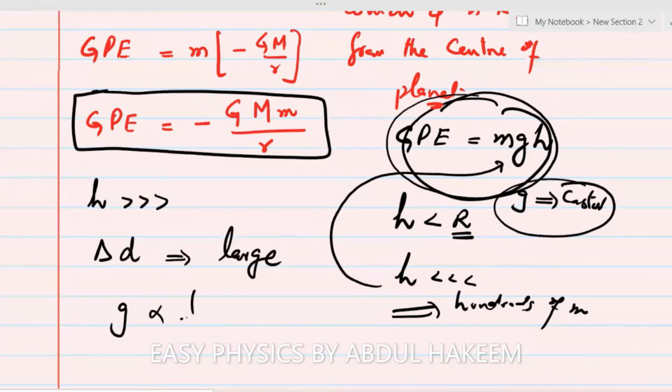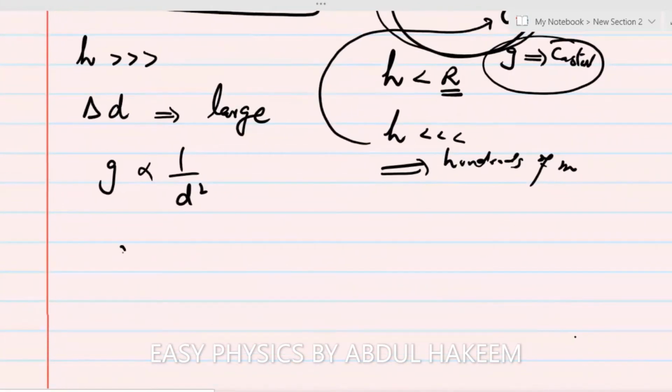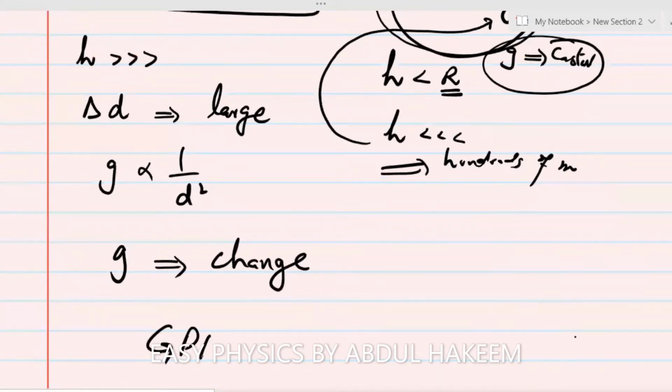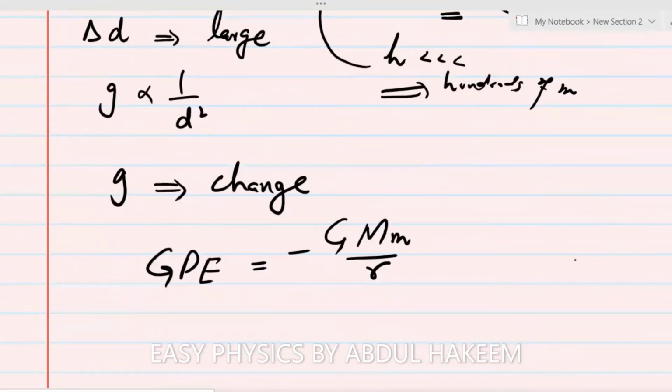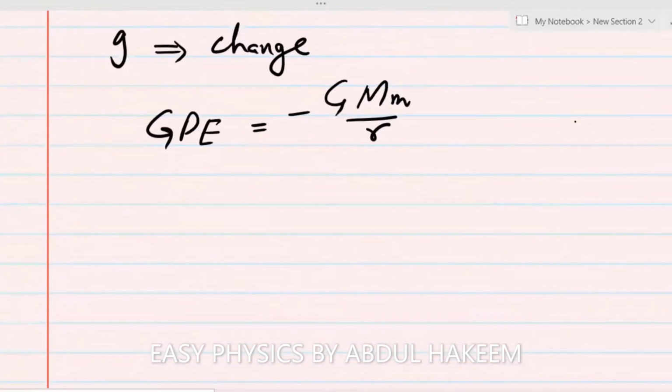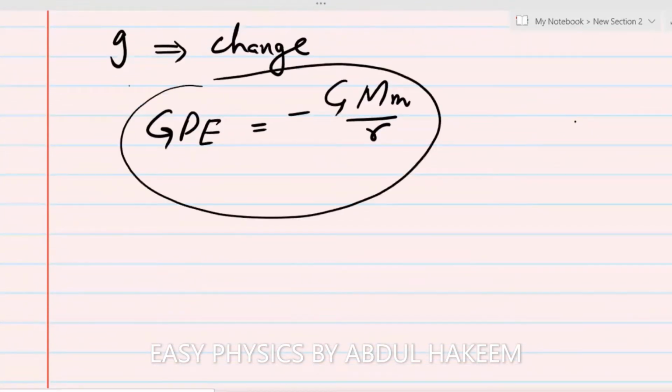g is inversely proportional to distance square. So due to change, variation in the g, mean g constant nahi hai, then the potential energy formula will be minus GMm over r. If the g is constant, then we can use mgh. If the g is not constant, it is changing significantly, then we will use this gravitational potential energy.